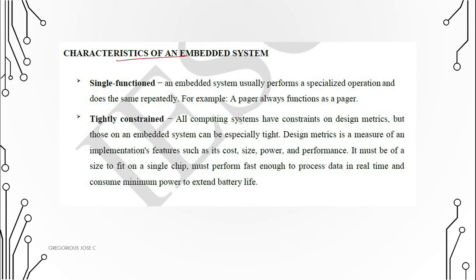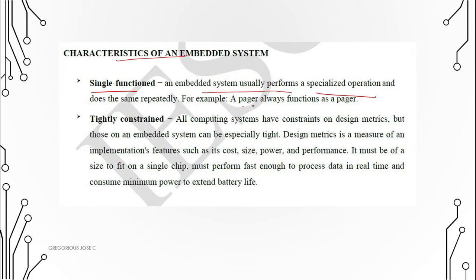From the definition itself, we have discussed that an embedded system is a system used to perform a specific task. A specific task means a single function. So, it can only perform a specialized operation. A specialized operation മാത്രമേ അത് perform ചെയ്യുള്ളൂ.